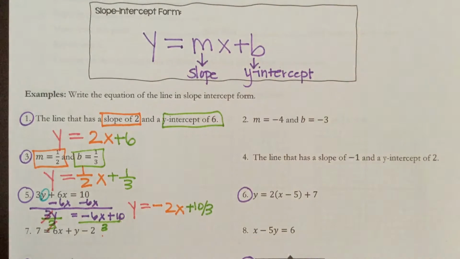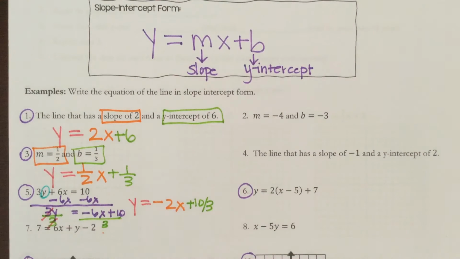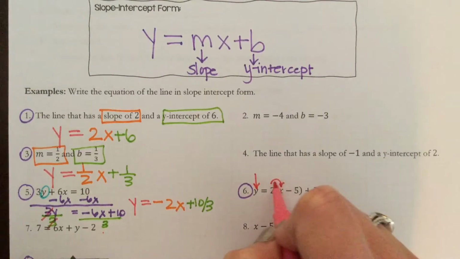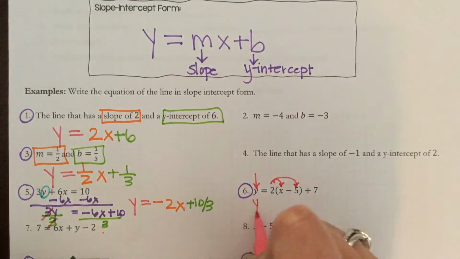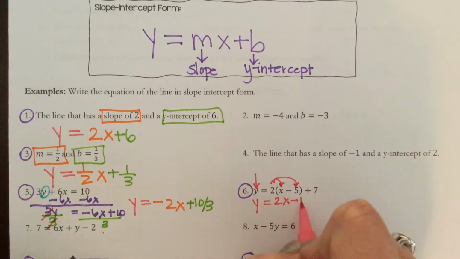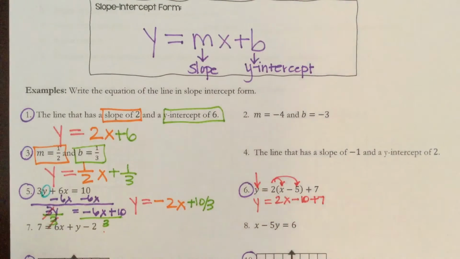On the next example, number 6, again, my equation is not currently in slope-intercept form. I do recognize that it already says y equals, so the y is by itself, but we have a little work to do on the right-hand side in order to make this say just mx plus b. So just 2 terms on the right-hand side. The first thing we need to do is distribute. The 2 is going to get distributed to both the x and the -5. Y equals 2x minus 10 plus 7.